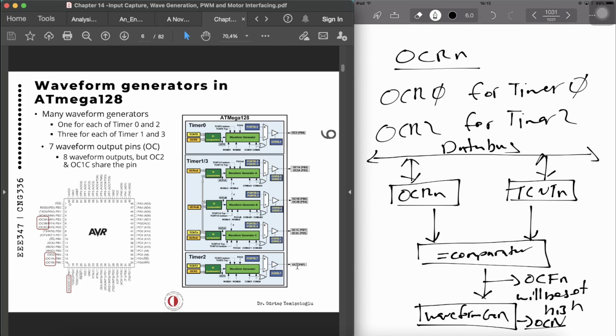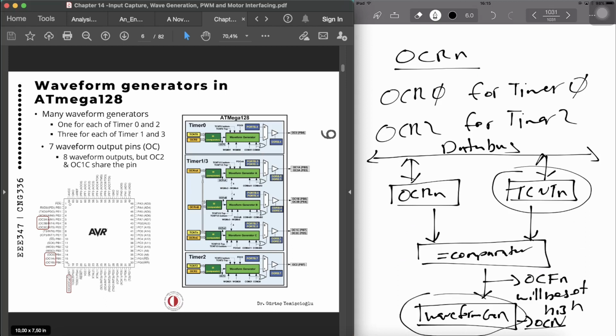But OC2 and OC1C are sharing the same pin. Okay, so you can see the pins over here as well. So OC2 and OC1C are sharing the same pin. You have to configure it through the multiplexer. Okay, so what we are checking over here is when the TCNT register reaches the top or bottom, like we have done before, or a compare match occurs, the waveform generator is informed, and we are going to see the principle over here.